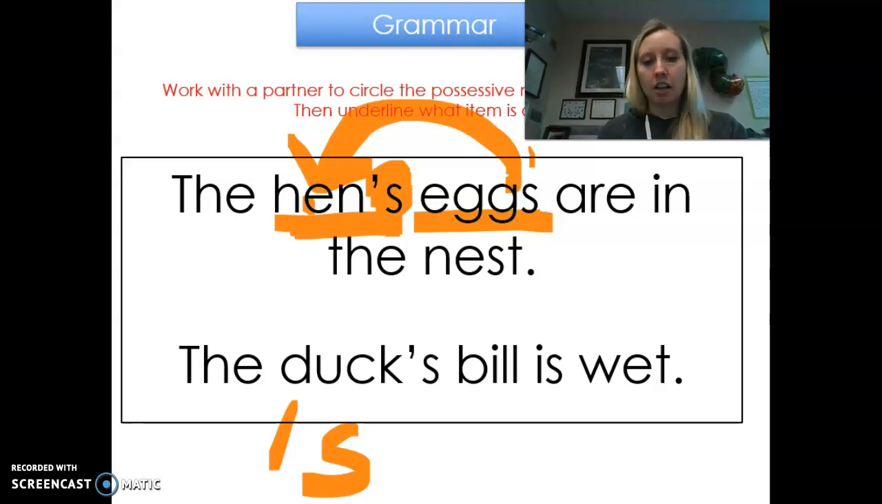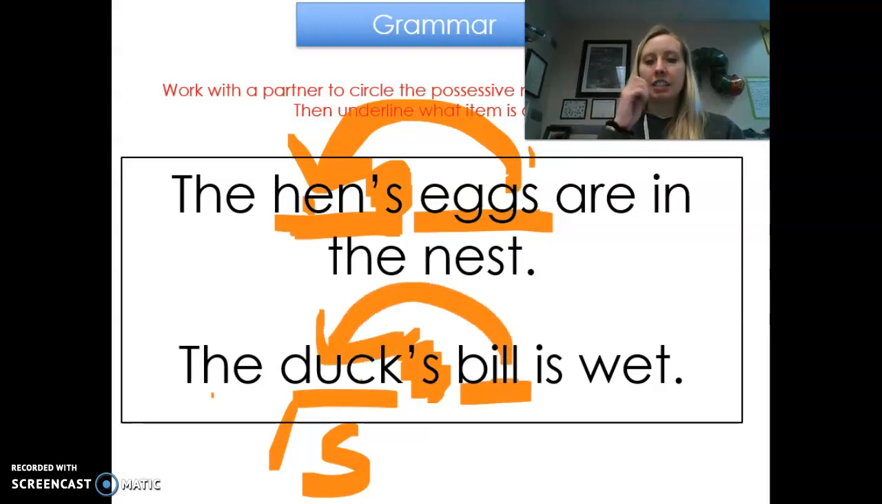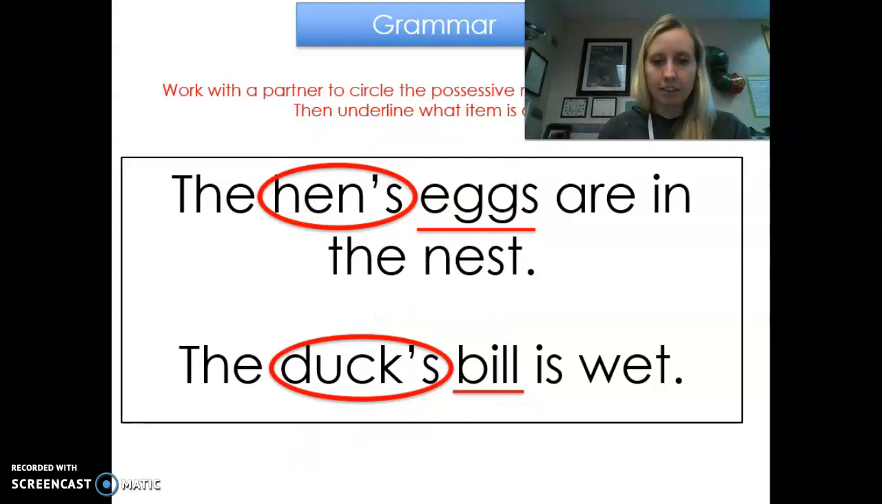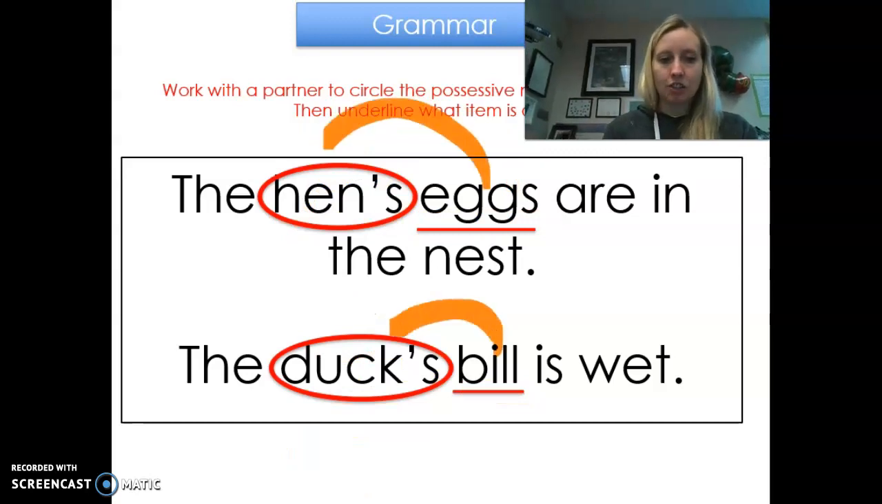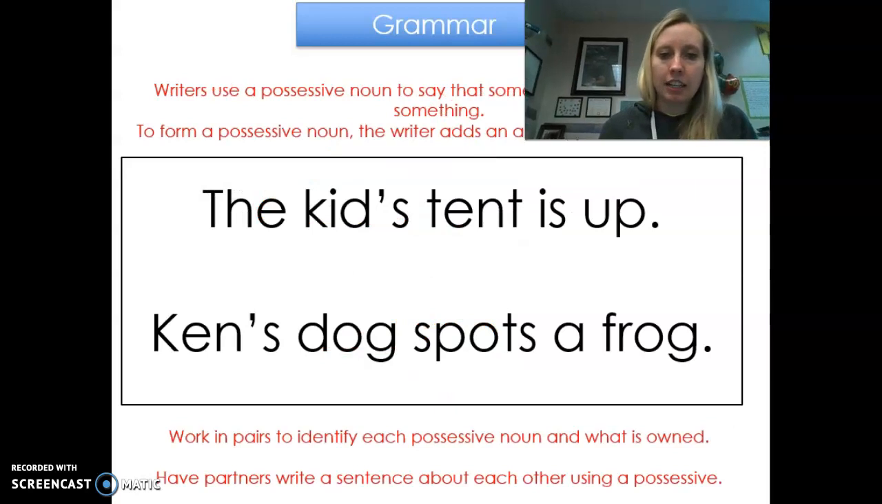Let's look at the next one. The duck's bill is wet. So look for that apostrophe S. The duck's bill is wet. So what is the duck's? The bill. The bill belongs to the duck, and a bill is their mouth. Okay, did you get that right? Okay, let's do a couple more. I'm going to give you a couple seconds.